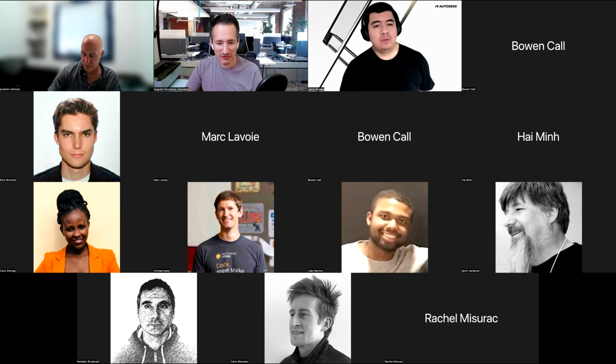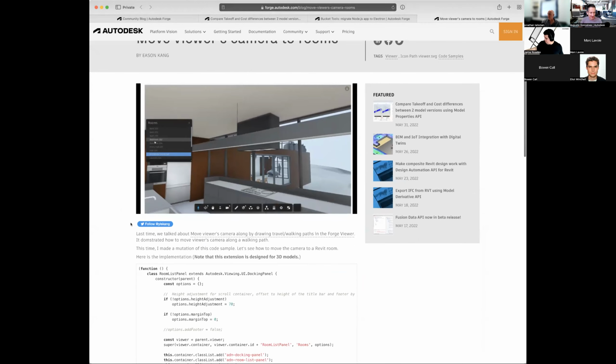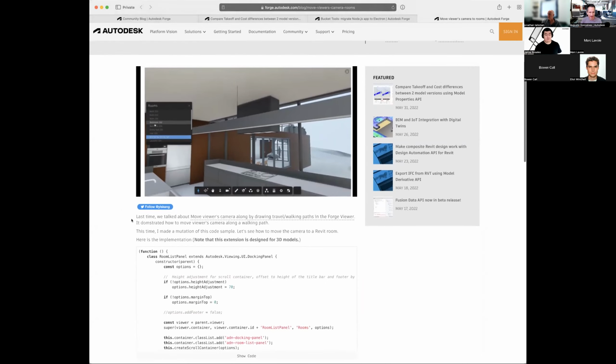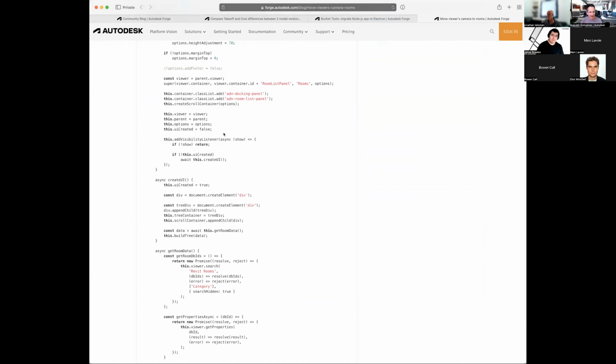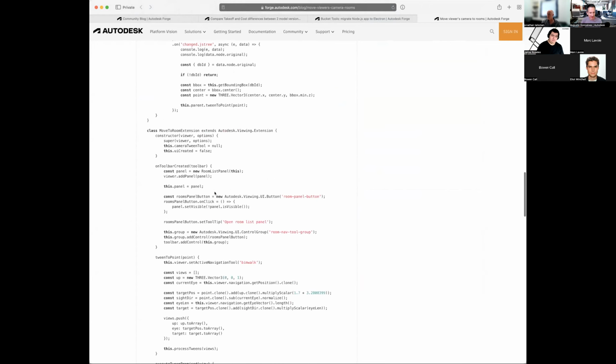Okay, any other questions or topics? Just want to share something quite interesting that Izan did, I think it was last week. As we are talking about extensions, he created this interesting one that lists all the rooms in the model, and it finds the center, I believe, and goes to that point.